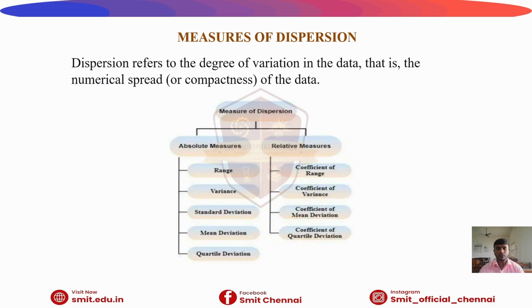Then measures of dispersion. While central tendency tells us where the center is, dispersion tells us how spread out the data is. Two data sets can have the same mean but very different spreads. Measures of dispersion include range, quartile deviation, mean deviation, and standard deviation.